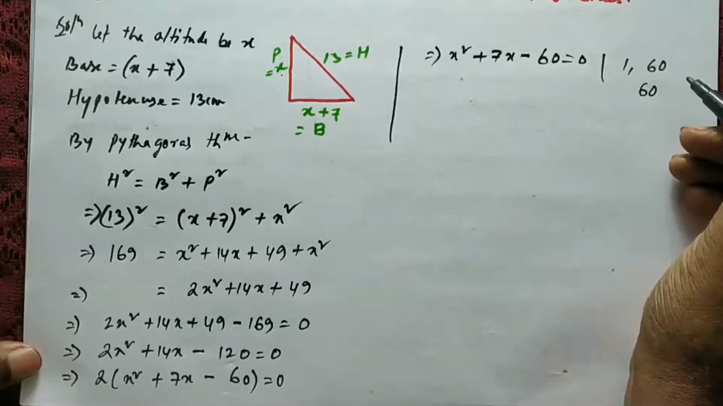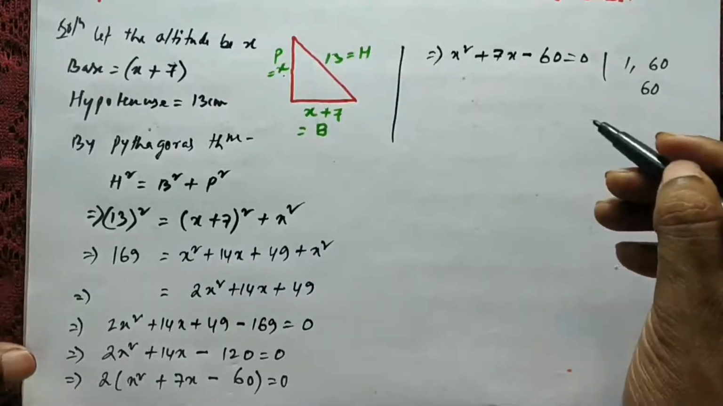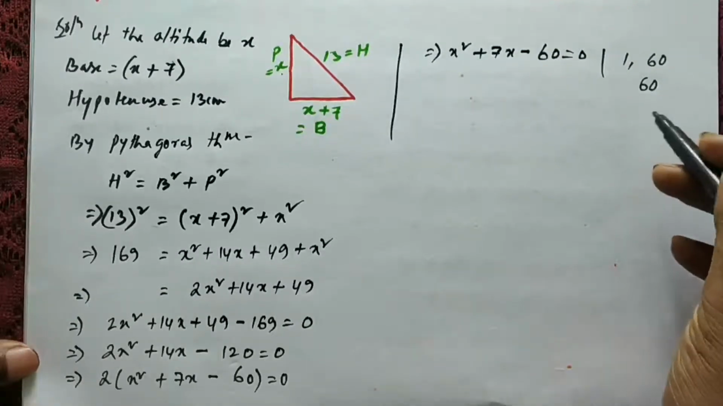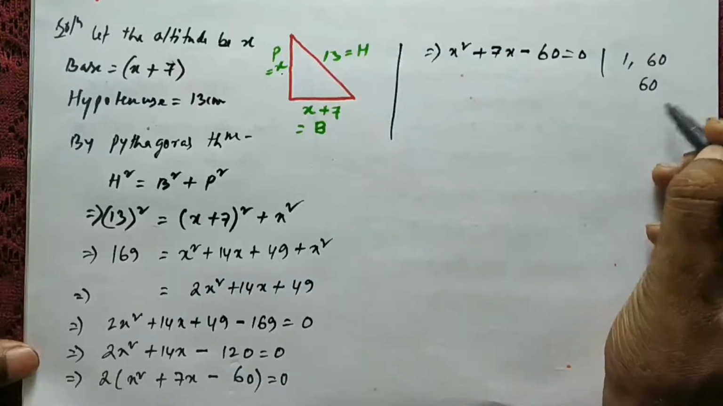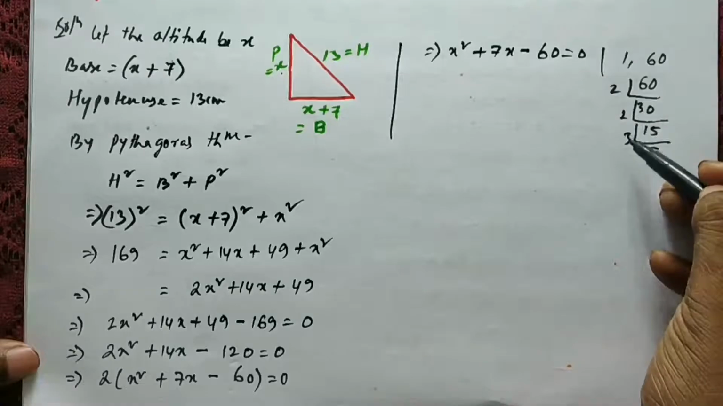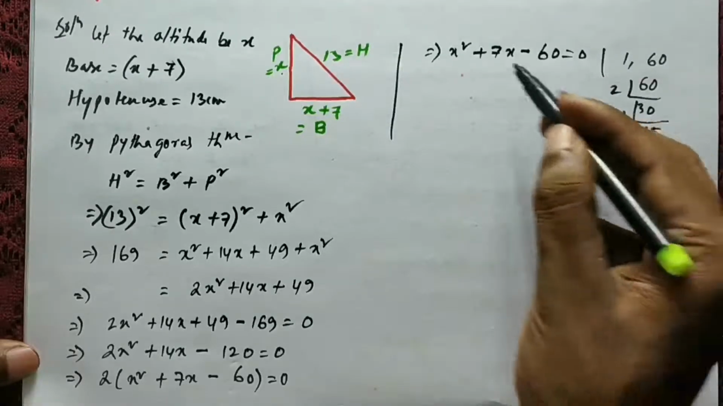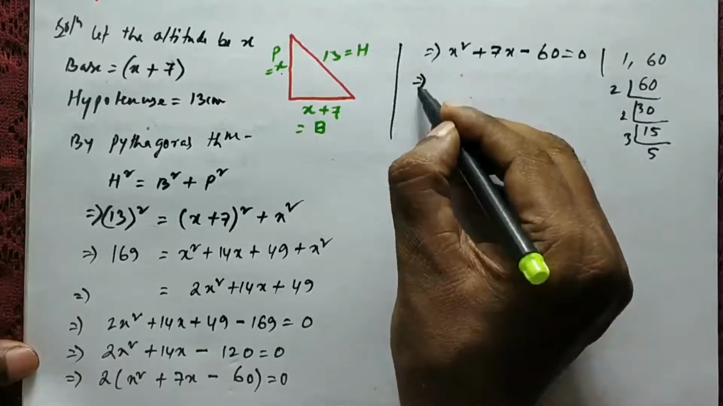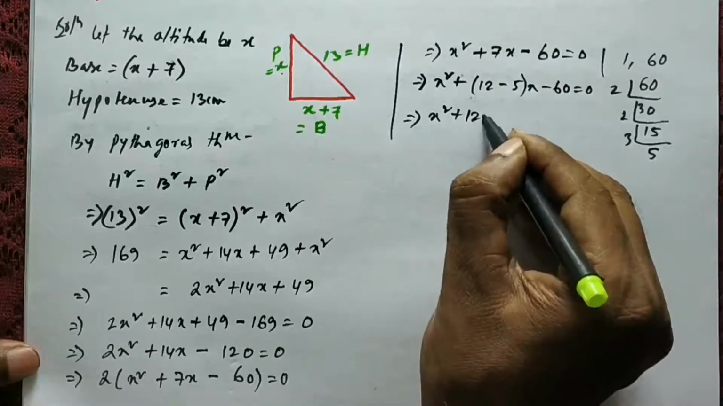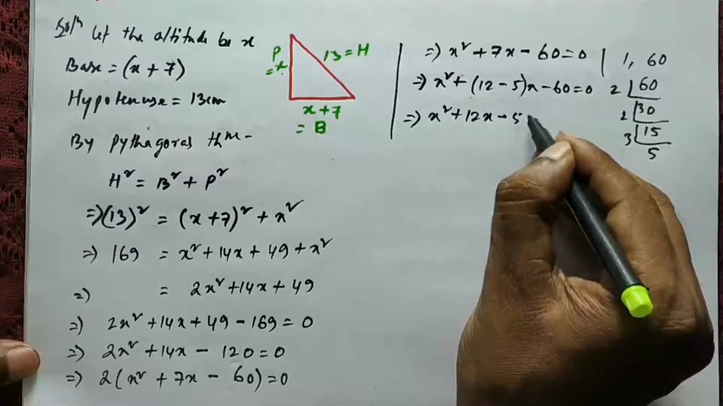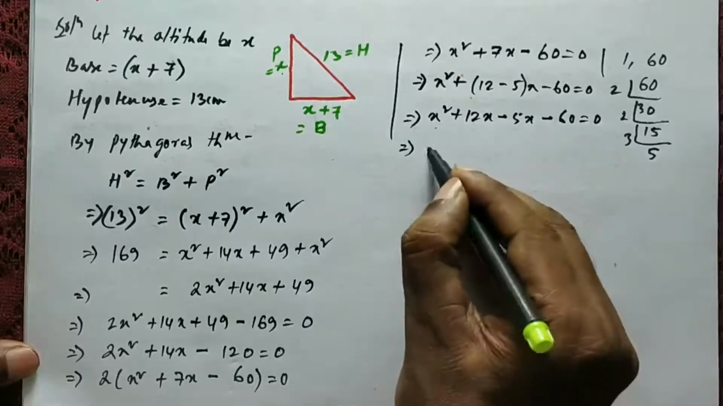We can do it in direct form also. If we calculate it as 12 into 5 is 60, 12 minus 5 is 7. We can say in that way. We can factorize as well: 2 2 is 4, 4 3 is 12. 12 minus 5 is 7. So let us calculate. Let us open the bracket now. Plus 12x minus 5x. Take common here x.